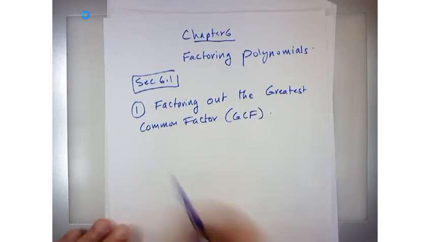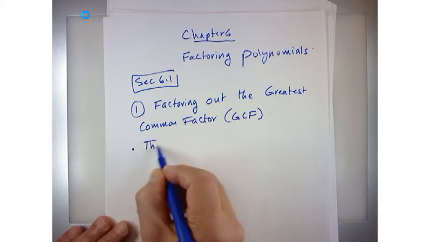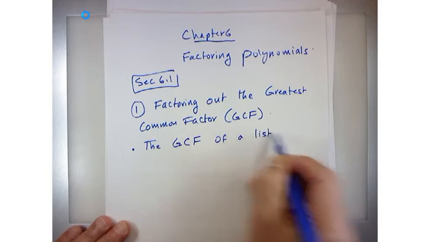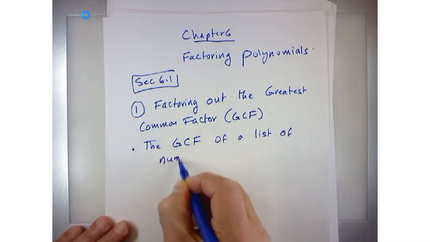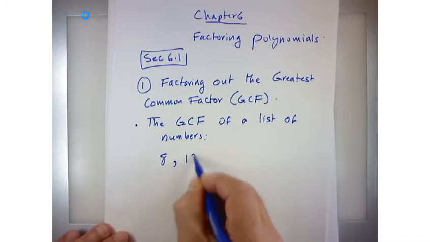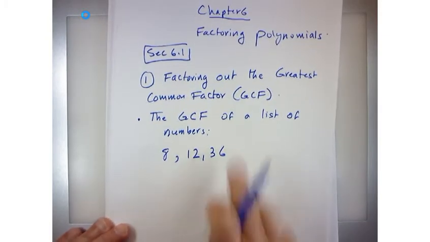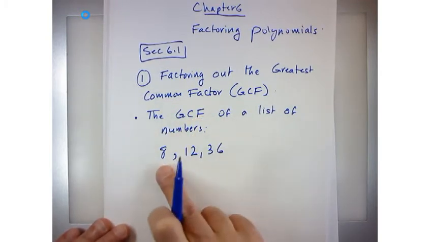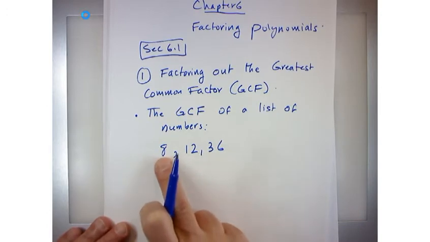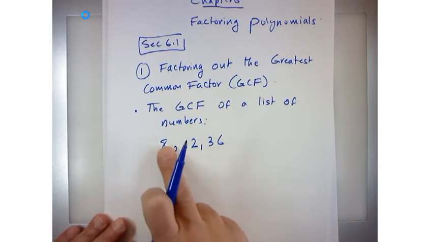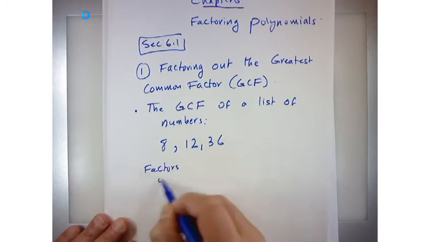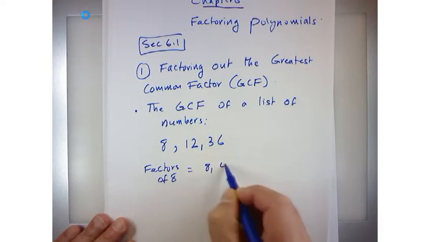Okay, so let's discuss the greatest common factor of a list of numbers. First, if we have numbers, how do we find the greatest common factor? Like 8, 12, and 36. Since we're looking for a factor, it has to divide 8, 12, and 36. So it has to be a factor of the smallest number, which is 8. So what are the factors of 8? Starting with 8 itself, there are 8, 4, 2, and 1.